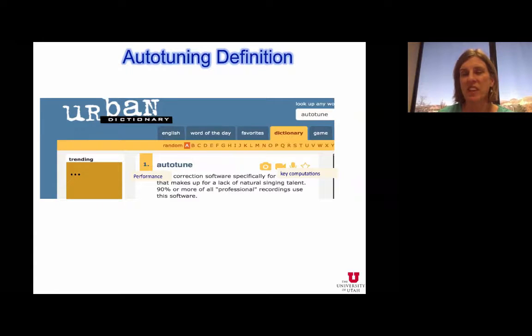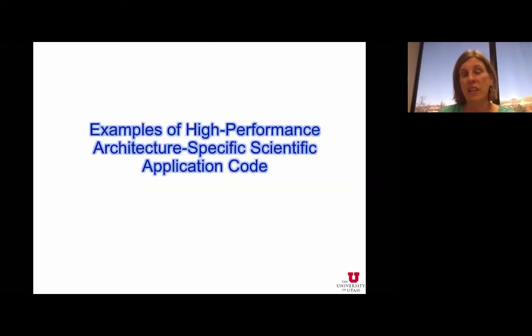So performance correction software for key computations makes up for the need to write low-level architecture-specific code, and then 90% or more of high-performance codes use this kind of software. So auto-tuning is very popular in the HPC community, but it's something that hasn't quite gone mainstream. So you might use a library such as Atlas or OSKI or something that has used auto-tuning to build the library, but it's rare to build applications with auto-tuning done in a production setting. So that's really what we're trying to do with our compiler technology.